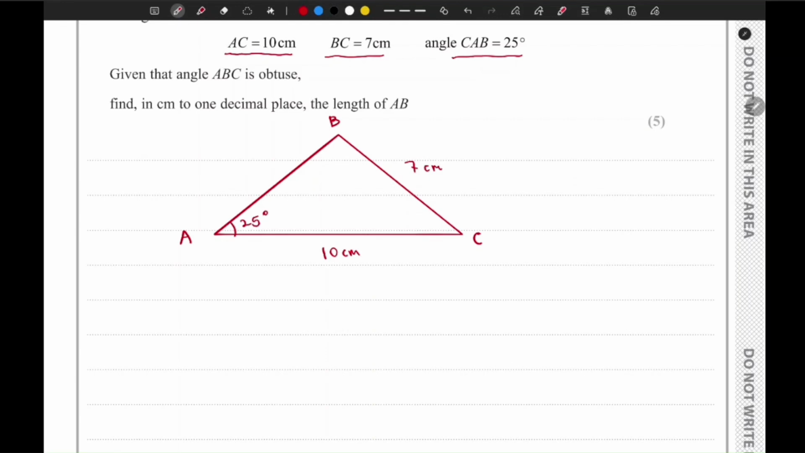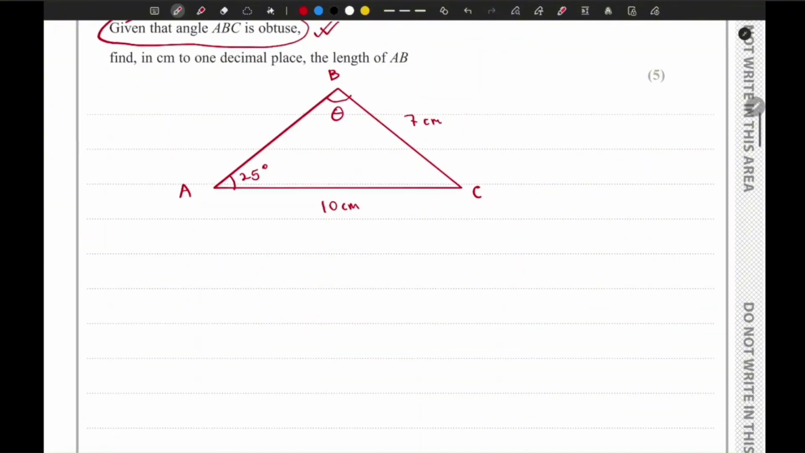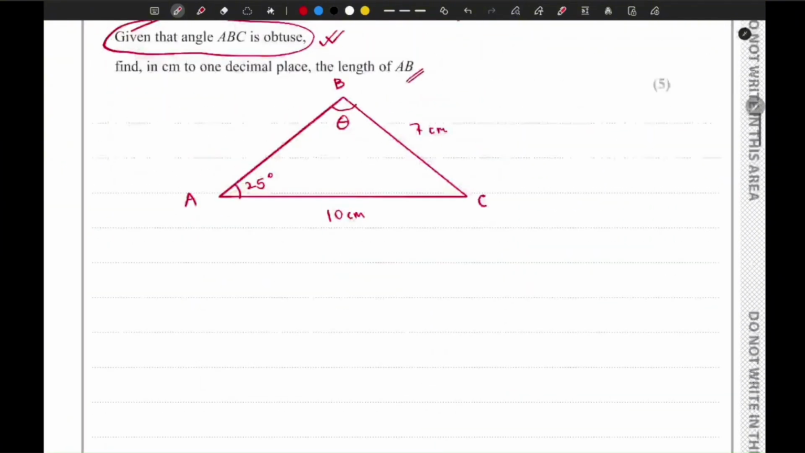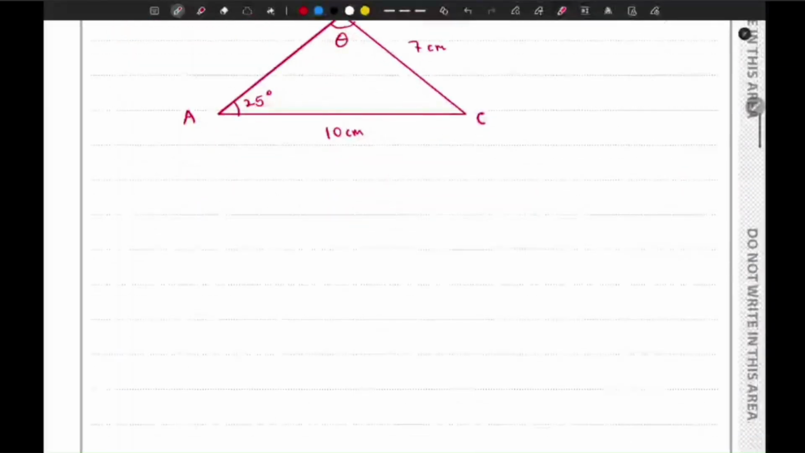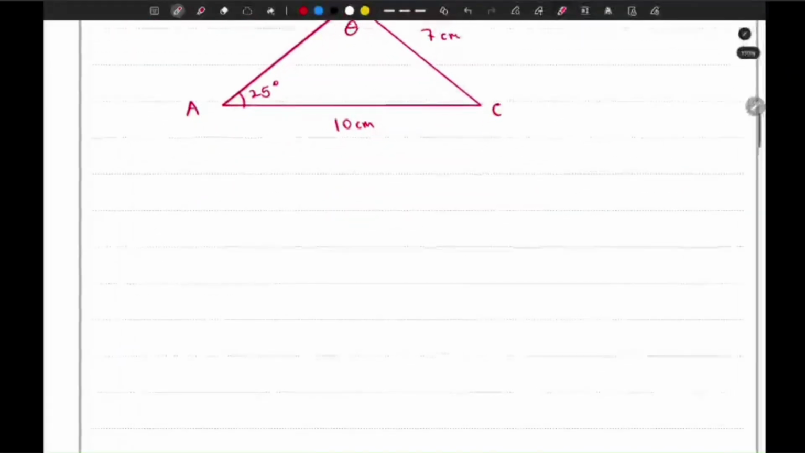Now given that angle ABC is obtuse, we will use this information in the later part. Let's assume that this is theta, which is the angle ABC. So let's find out this angle first. We need to calculate the length of AB. So let's calculate this angle. So this will be sine theta divided by 10 is equal to sine 25 divided by 7.